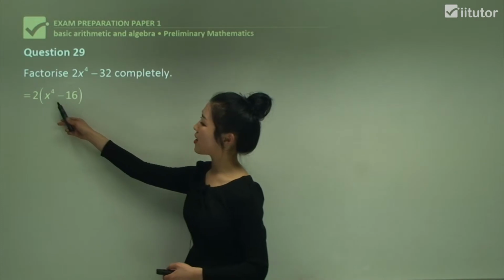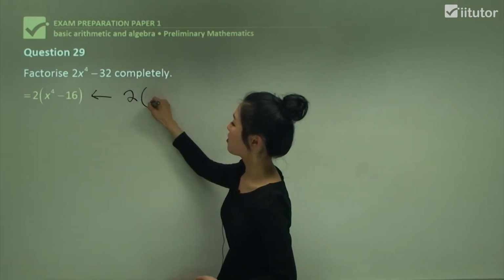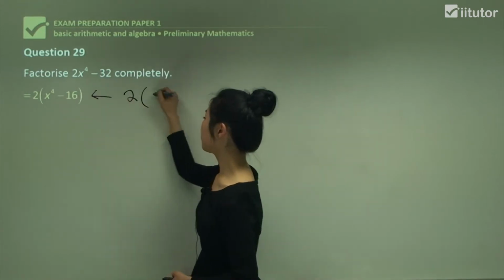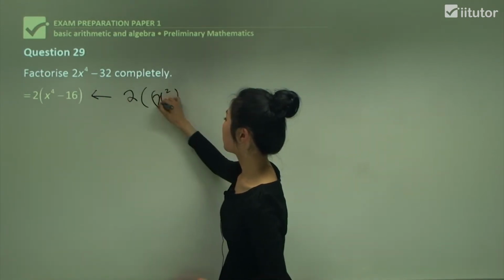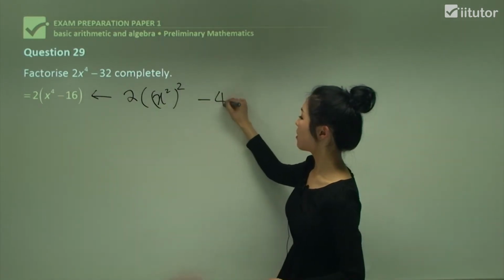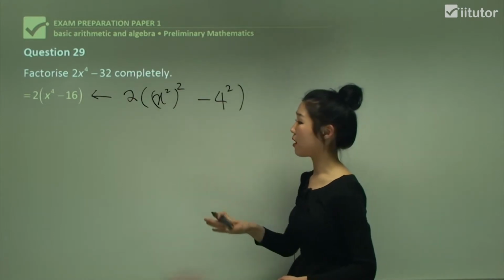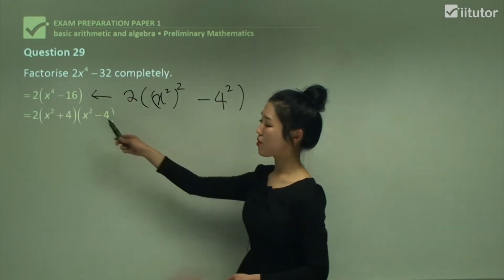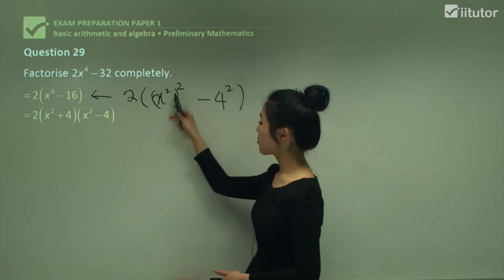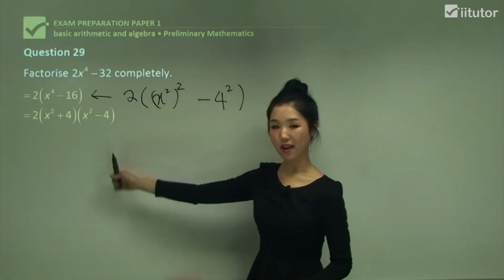Okay, because I know that x to the power of 4, I can show you how I change that. x to the power of 4 is x squared squared, and 16 is 4 squared. So I've got a square number minus a square number. So I'll go like this. I'll have 2 out the front, and then I'll have x squared plus 4 and x squared minus 4.